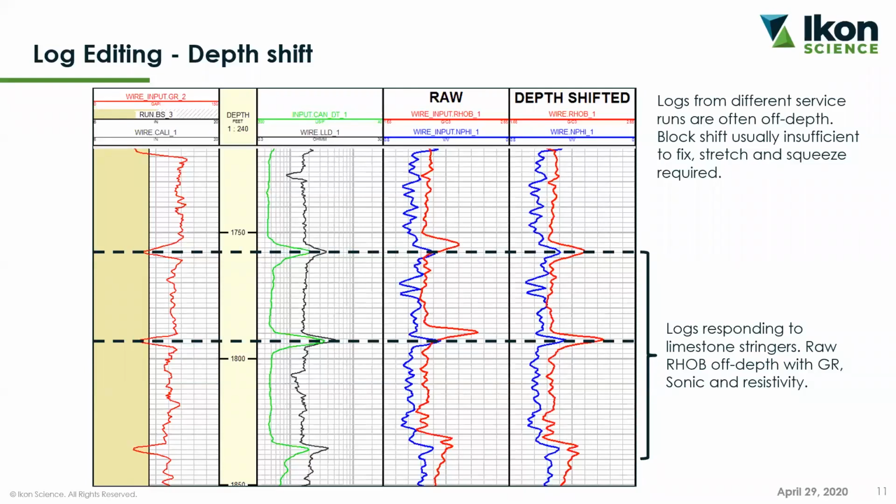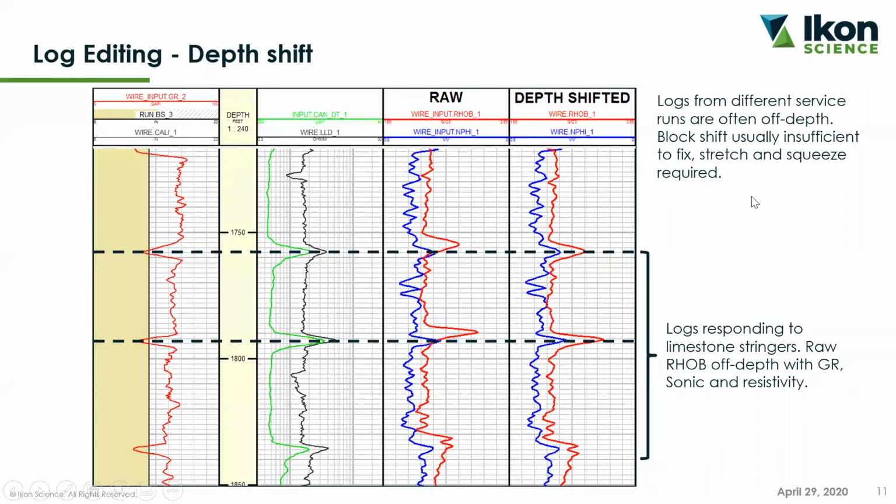So in this example, you can see we have a gamma ray in the first track, and then a sonic and a resistivity log, which are all aligned, and then you can see the raw data from the density and neutron log in the next track along, which are offset. So we do some depth shifting to fix that by stretching and squeezing so that they all match up.